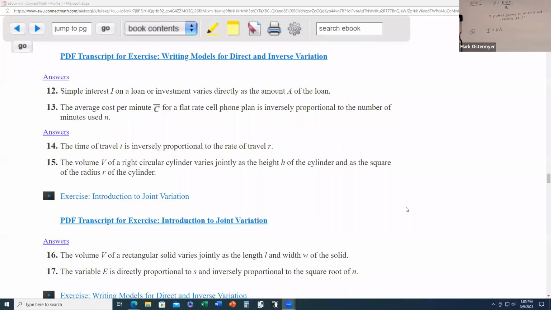Number 13, interesting. It says the average cost per minute, denoted as C with a little bar above it, for a flat rate cell phone plan is inversely proportional to the number of minutes used. And is this a direct variation, inverse variation, or joint variation? What do you think?